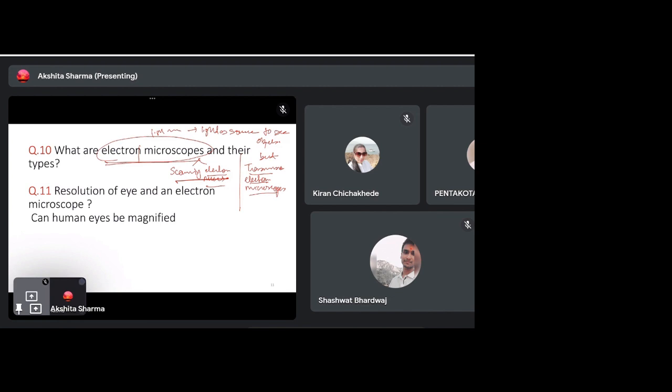Anybody? The answer is magnification. The answer is resolution. See, our eyes cannot see the cells of the onion peel because our eyes cannot magnify to that level. That is why we need the light microscope. But there are n number of things which we require to see at the nanoscale. So we need much higher magnification, a much more powerful tool to go into that nano range. And that is why the electron microscope came.